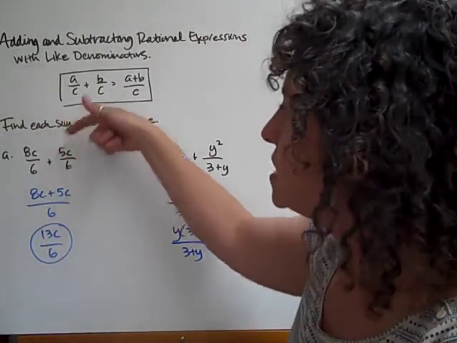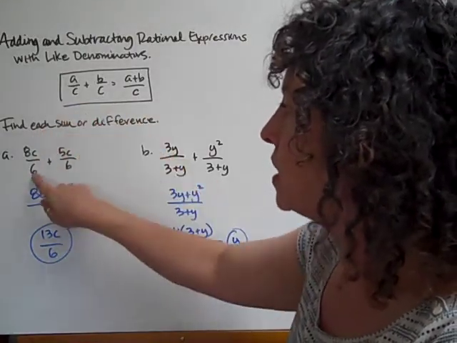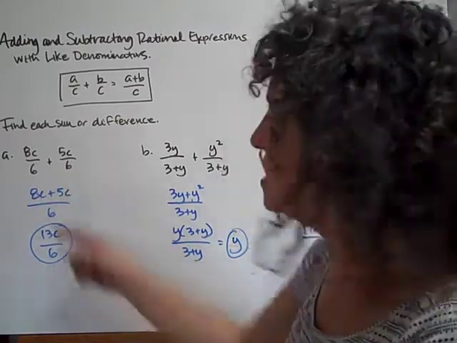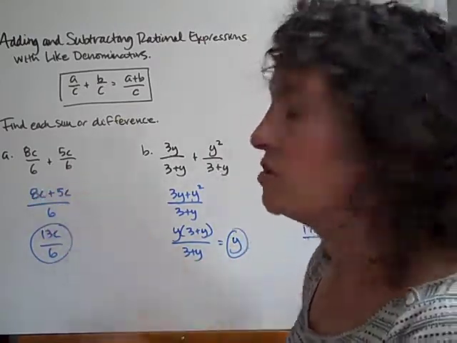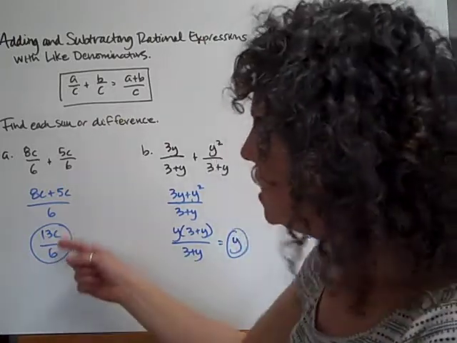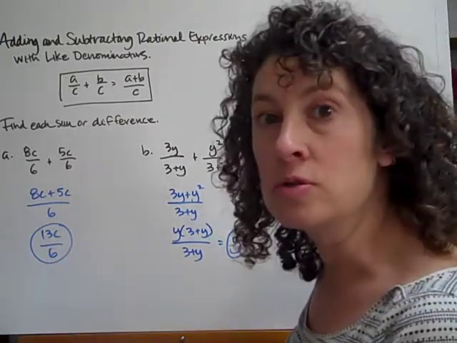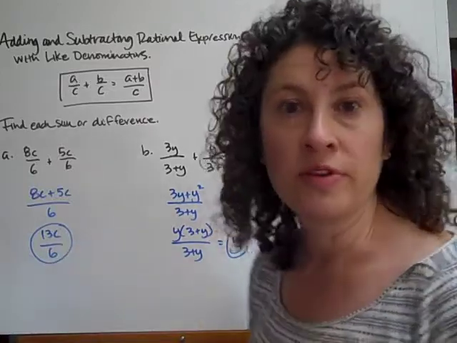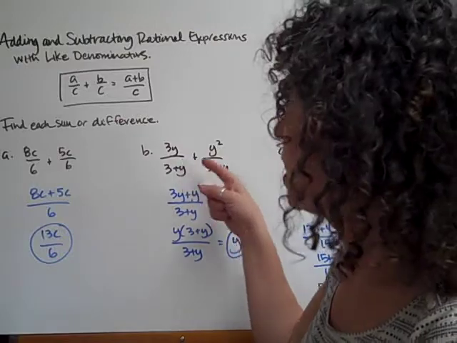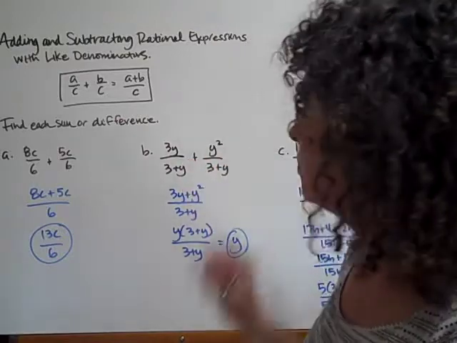I've got 8c over 6 plus 5c over 6. So I'm going to keep the denominator of 6, and I'm going to add the numerators, in this case 8c plus 5c, which gives me 13c. We always want to make sure to see if we can simplify here. In this case, there's no common factors, so we are done. There's the simplified version.